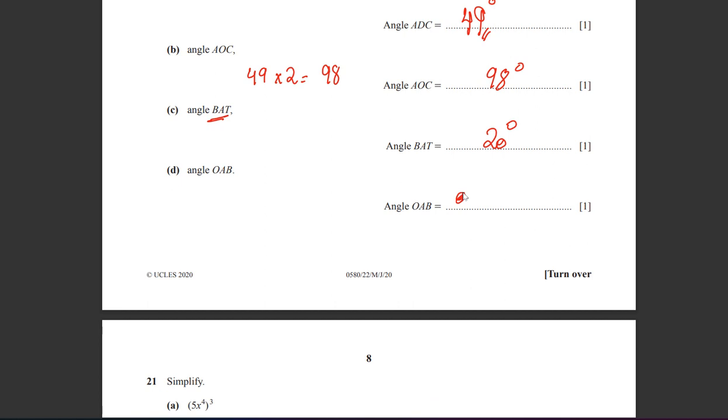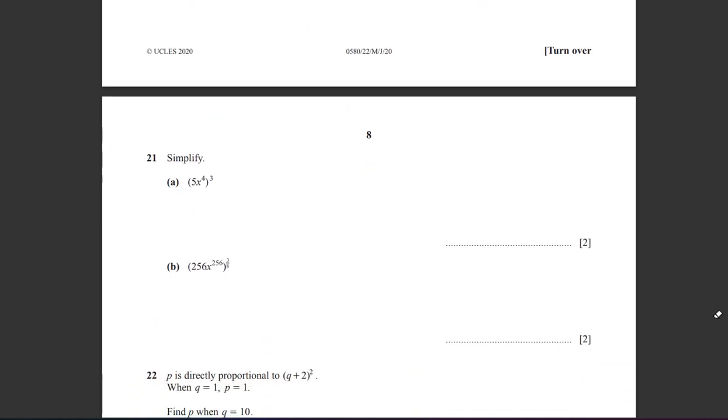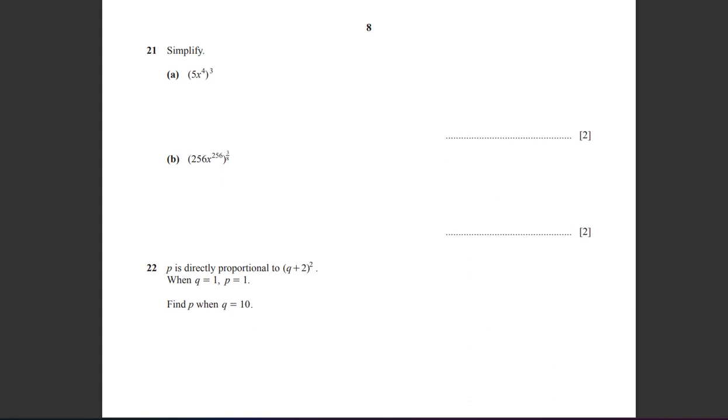Okay. Question number 21. Simplify this. Whenever I have a root outside, I distribute it here and here. So it is 5 power 3 x to the 4, all power 3. 5 power 3 means 125. And then x power 3 multiplied by 4 equals 12. So this is 125 x^12.